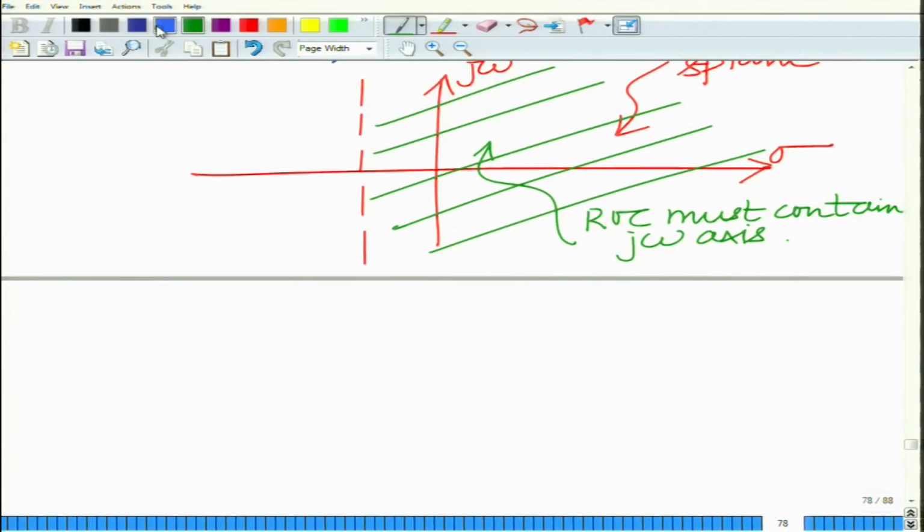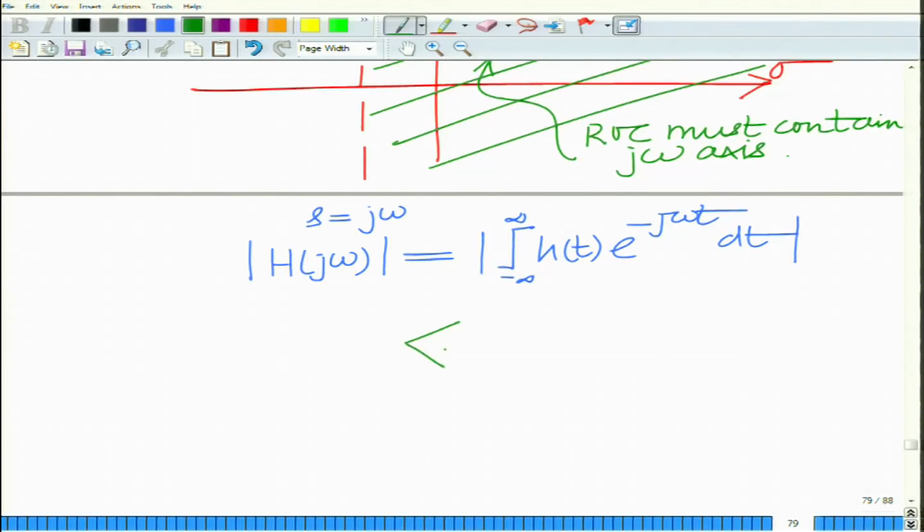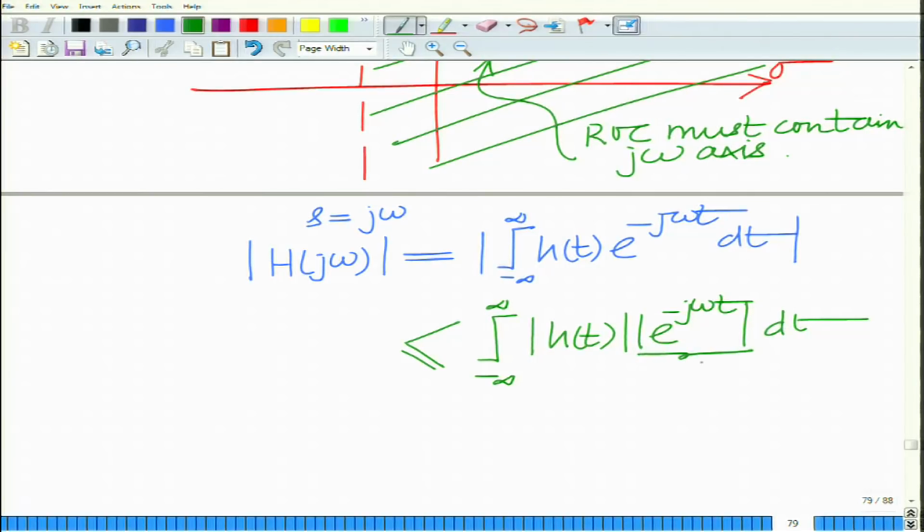This can be seen as follows. If you look at the magnitude of H(j omega), substituting s equals j omega, it is the magnitude of the integral from minus infinity to infinity of h(t) e raised to the power minus j omega t dt. The magnitude of the integral is less than or equal to the integral of the magnitude. But the magnitude of e raised to minus j omega t is 1, which means this is equal to the integral from minus infinity to infinity of the magnitude of h(t) dt.